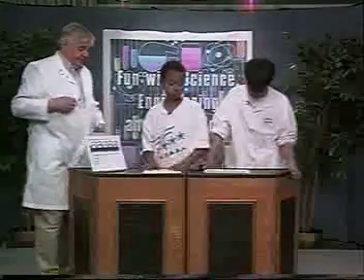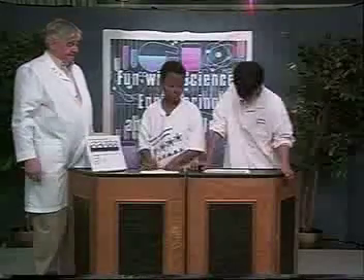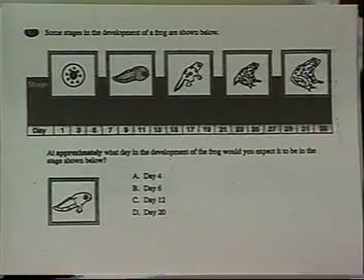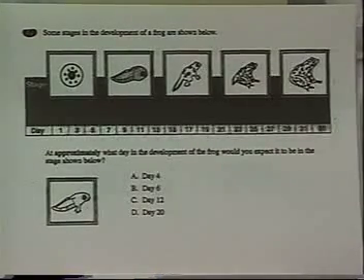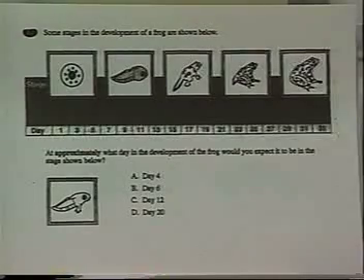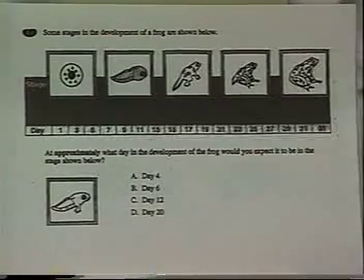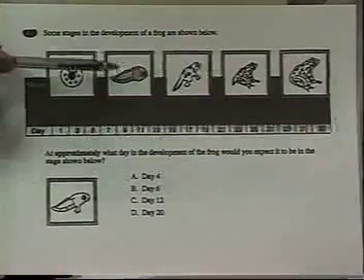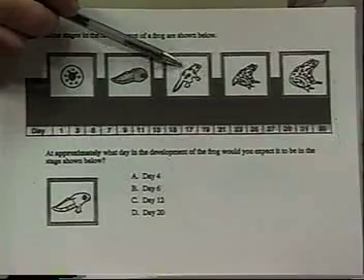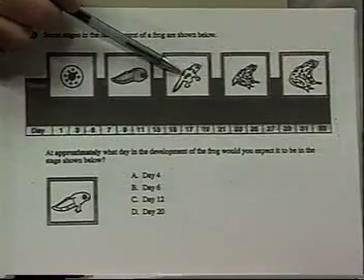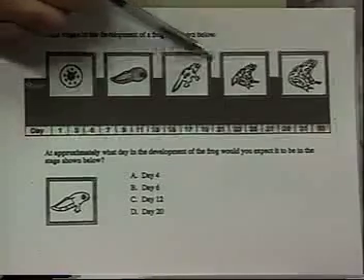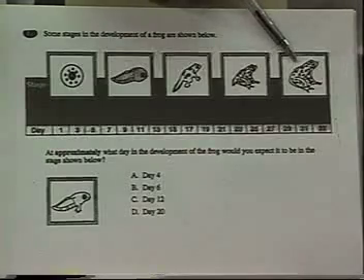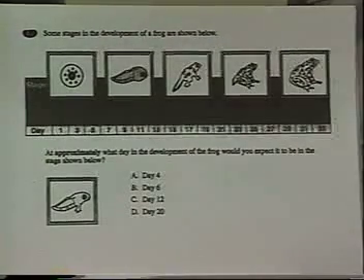Bernard, this one's yours. I know you like frogs. Some stages in the development of frogs are shown below. At approximately what day in the development of the frog would you expect it to be in the stage shown below? Okay, so we have different stages of development of a frog. Over here we have an egg, then a tadpole, and then a little froglet. It's developed some legs, these four legs, and it has part of a tail. Then the legs get further developed, and it gets more spots. The tail gets shorter, and finally over here we have a full-grown frog.